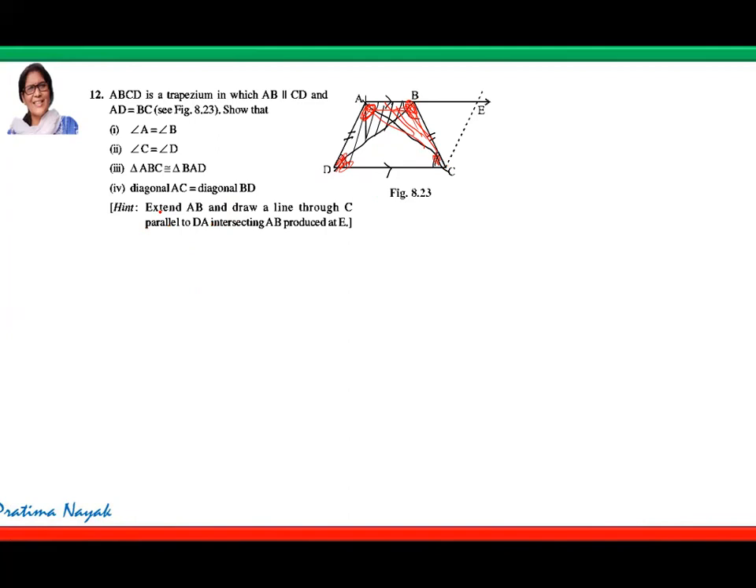Now here a hint is given: extend AB, draw a line through C parallel to DA. That will solve your purpose. Okay, so I'm rubbing all the things. Only what is given, I'll draw the parallel lines. So this is the construction.